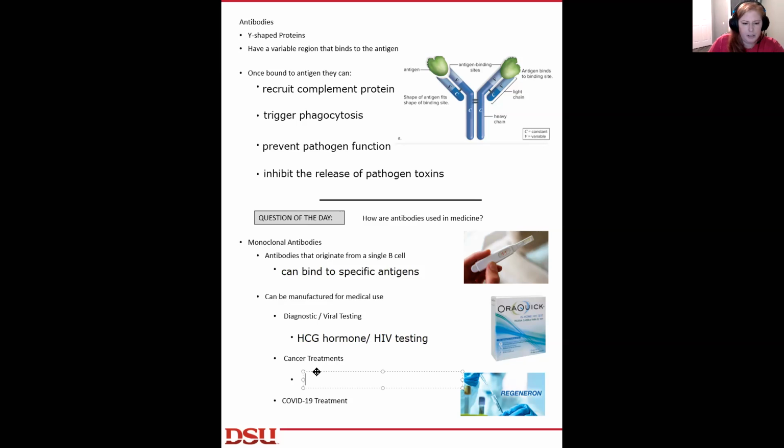Some cancer treatments are based on that immunotherapy topic from the last lecture. You can have specialized cells that recognize cancer and are able to destroy those. I don't mean specialized cells, I mean specialized antibodies.